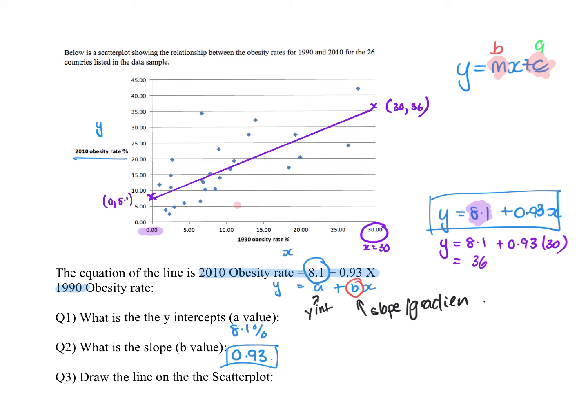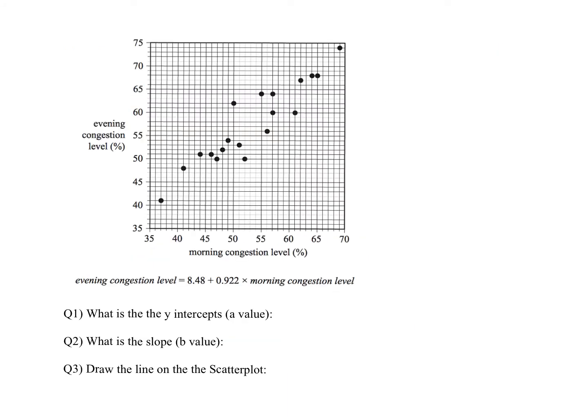So this is big in year 12. You're going to have to do this a lot, so we're going to practice this. Just quickly, because it's 0, you can say we subbed in x equals 0 there. So really we said y equals 8.1 plus 0.93 times 0, and you'll get 8.1. Okay, so let's do another one.